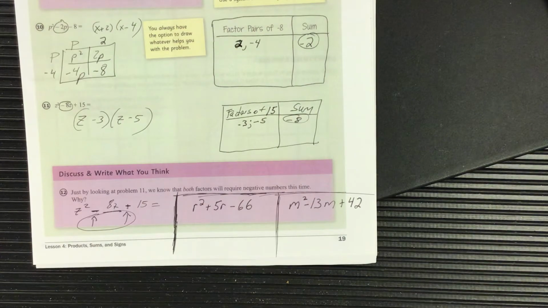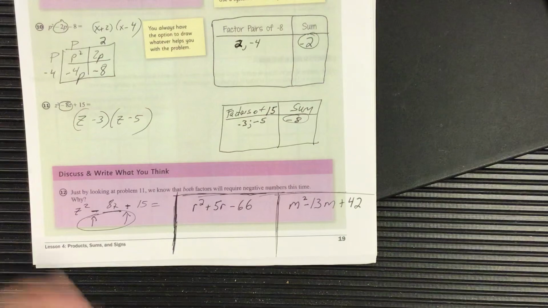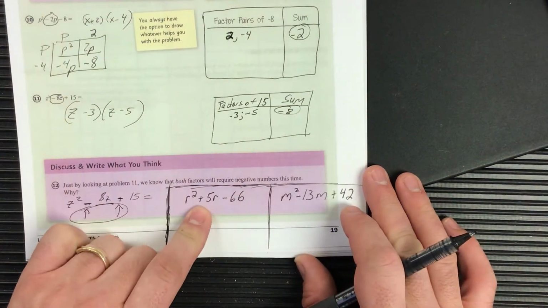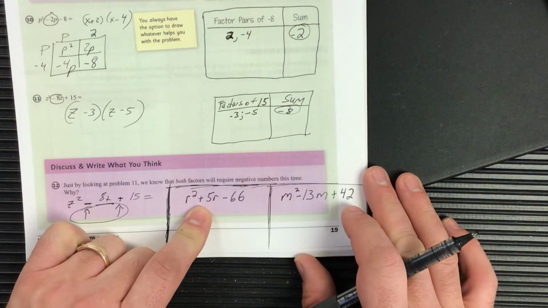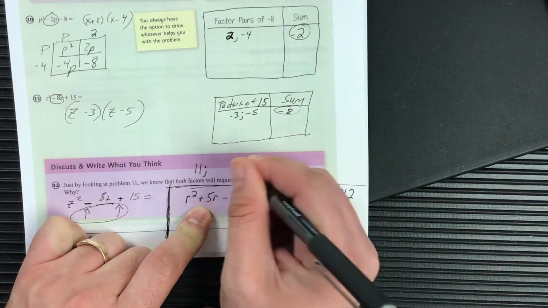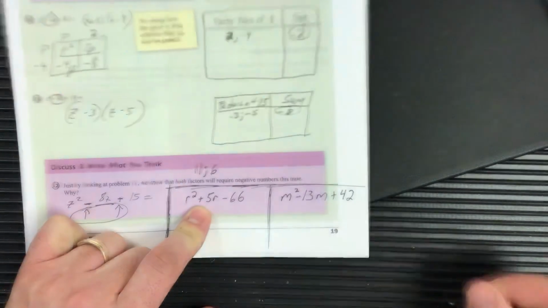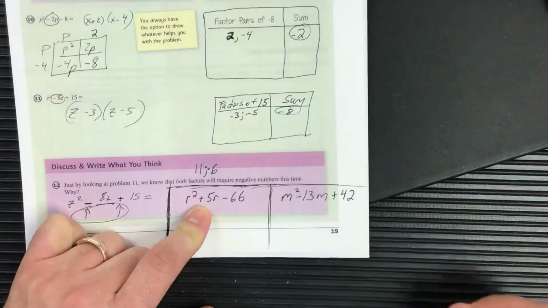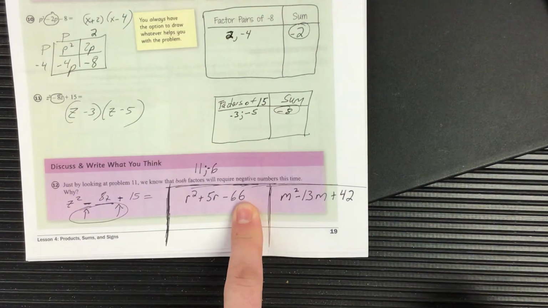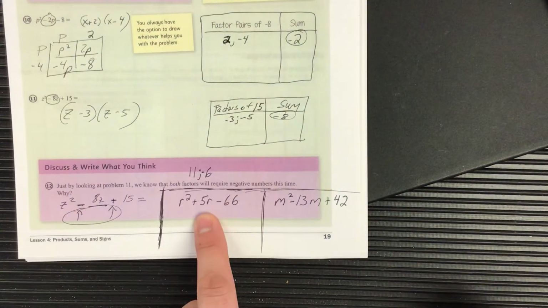Yes. All right, looks like everybody's on the right track. So the first one, factors of 66 that add up to 5. Factors of 66 that add up to 5 are 11 and negative 6. 11 times negative 6 is negative 66. 11 minus 6 is 5.